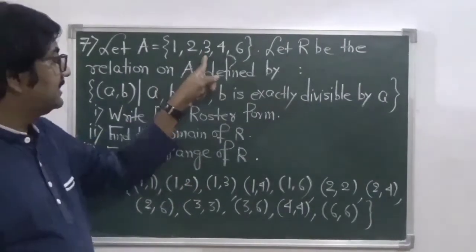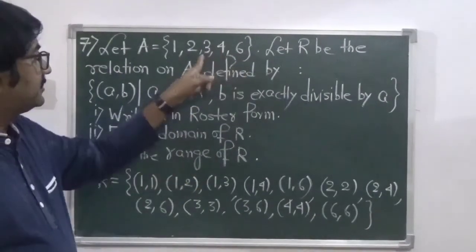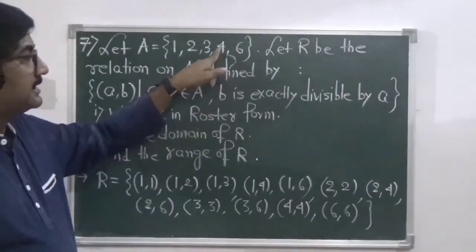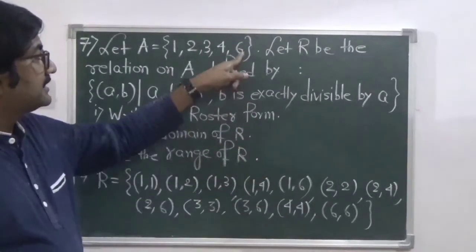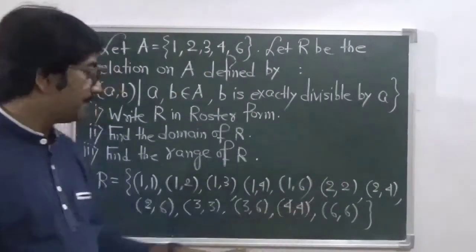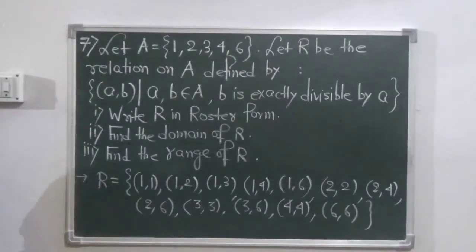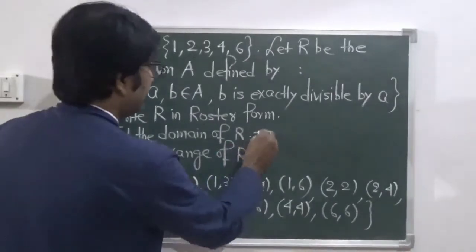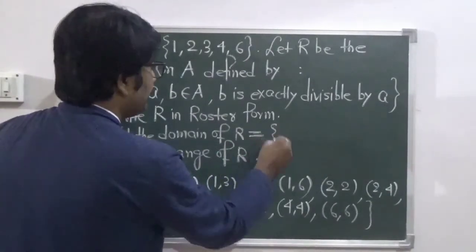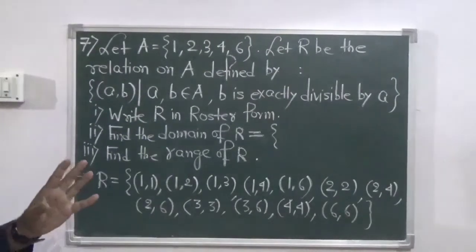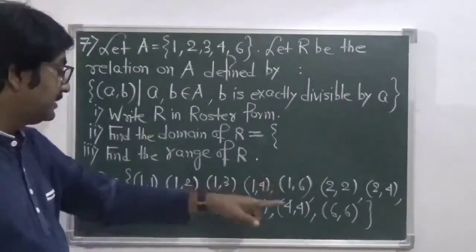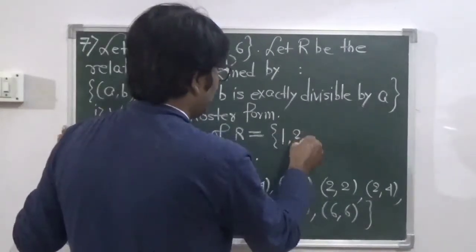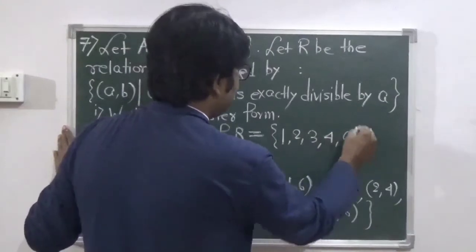Starting with 3, 3 is divisible by 3 and 6 is also divisible by 3. So this is possible. Now starting with 4, 4 is divisible by 4, and 6 is divisible by 6. So this is the roster form. Now to find the domain of this relation, we are running out of space, so if you write it here, what is the domain? All the first elements. So it is 1, 2, 3, 4, 6.